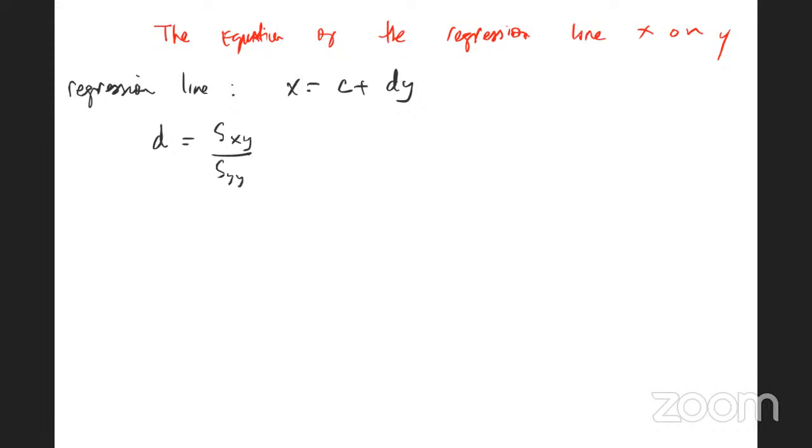So a little bit different. And C is equal to X bar minus d Y bar. So of course you need X bar and Y bar and D to find C. All right, so same principle. You're just switching around the X and the Y. This is now your independent. This is now your dependent.